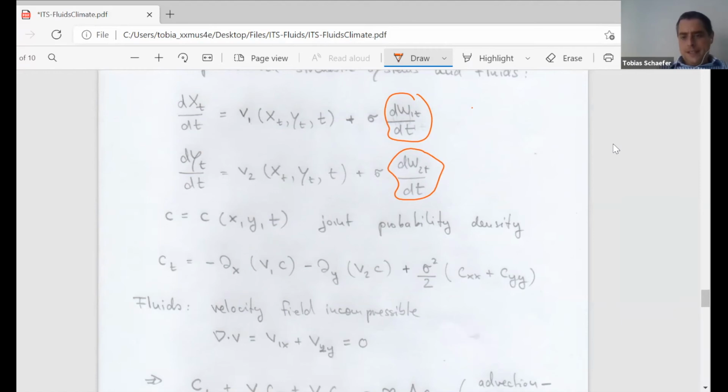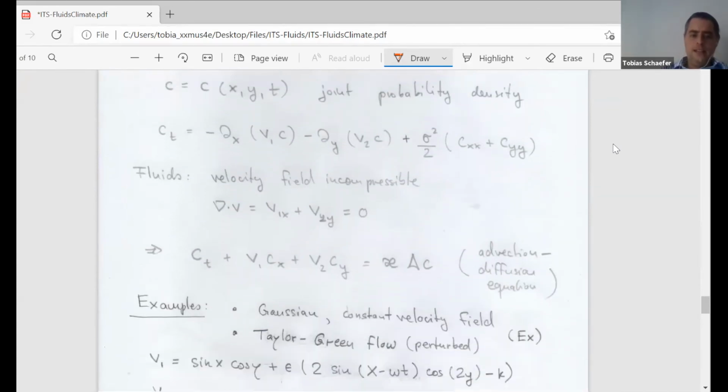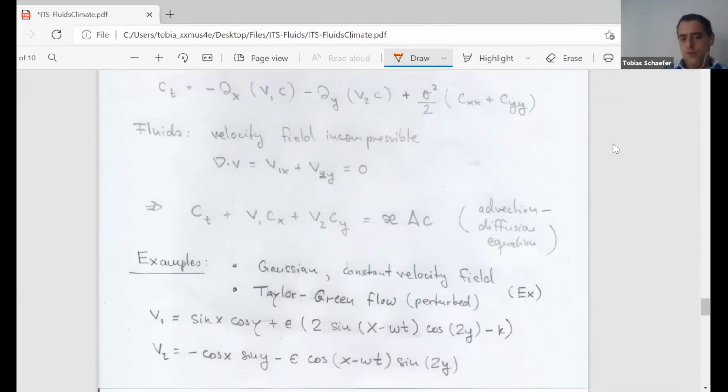In fluid systems, the idea is that the velocity field that is specified by the fluid is incompressible. That means that the divergence of V is 0. So if you write down the associated two-dimensional Fokker-Planck equation, what you get is the so-called advection diffusion equation. So there is an advective part, and then there is a diffusive part.